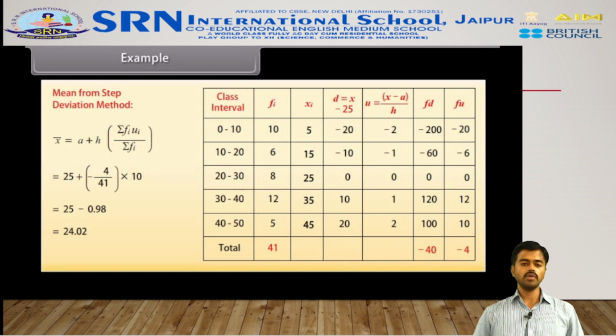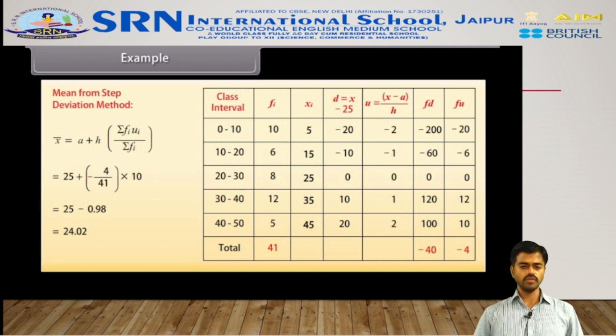Now let's talk about the step deviation. We are solving the same question with the help of the step deviation method. Now the formula is different, as I told you earlier. x bar is equal to a plus h multiplied by summation of fi ui upon summation of fi. The values are calculated in the given table. Now we can find the solution.